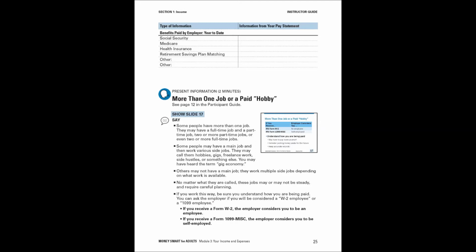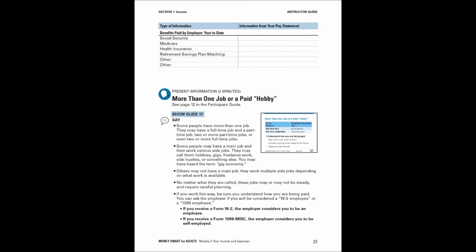So again, you're just wanting participants to understand that all of this can be counted in terms of their review of their income, because we're really trying to get them to see all the different sources of income and what it means. Now, here's another distinction.